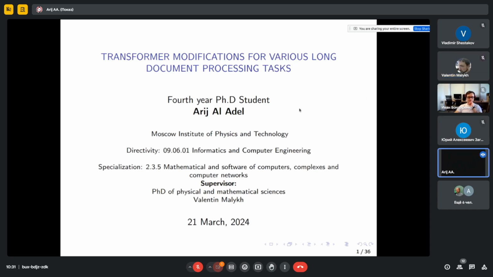Good morning, everyone. Let me start by introducing myself. I am Arij Al Adel, a PhD student at Phystech, the Moscow Institute of Physics and Technology, and my research is focused on processing long-range documents using transformers. The title of my research is Transformer Modifications for Various Long Document Processing Tasks.